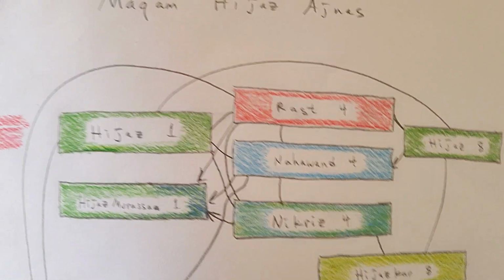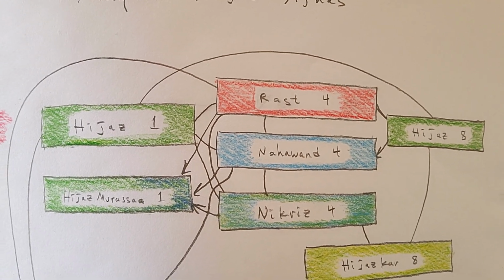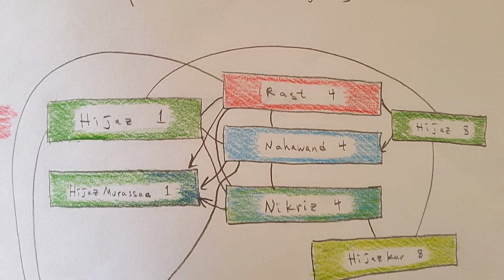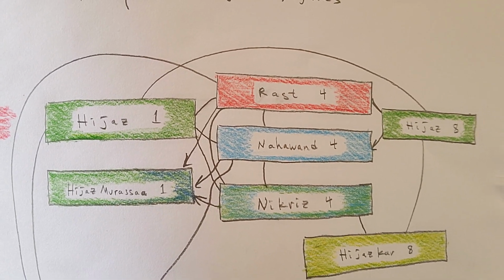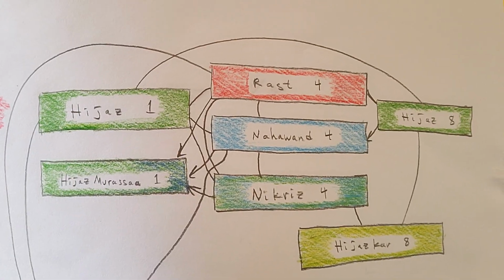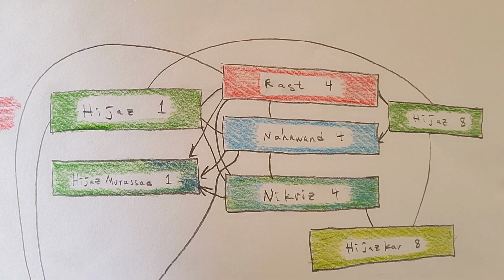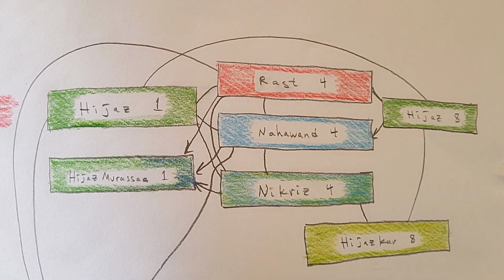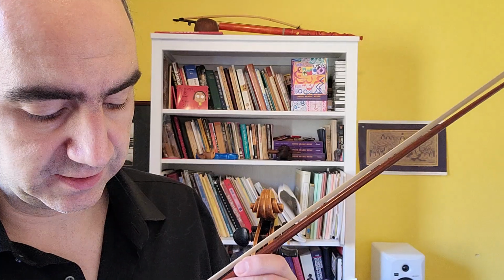Now sing with me. 4, 5, 6, 7, 8, 8, 7, 6, 5, 4. And in Nikriz, we would go 4, 5, 6, 7, 8, 8, 7, 6, 5, 4. So what note changed between Nahawand and Nikriz? 7, right? The 7 differs between the two.